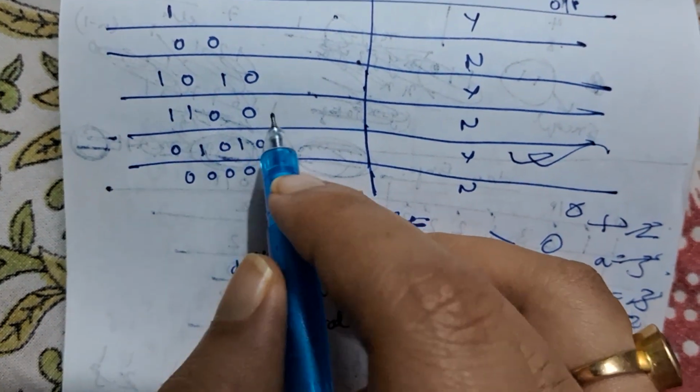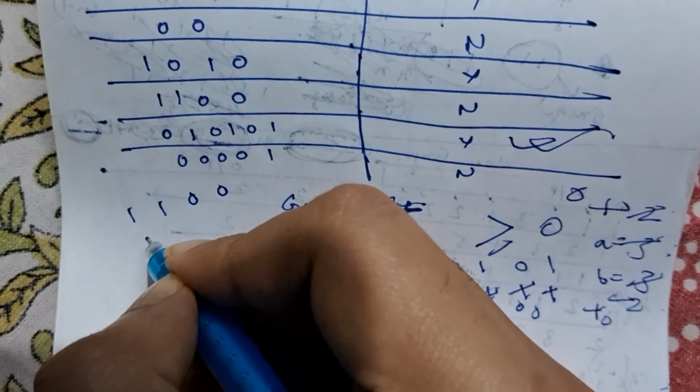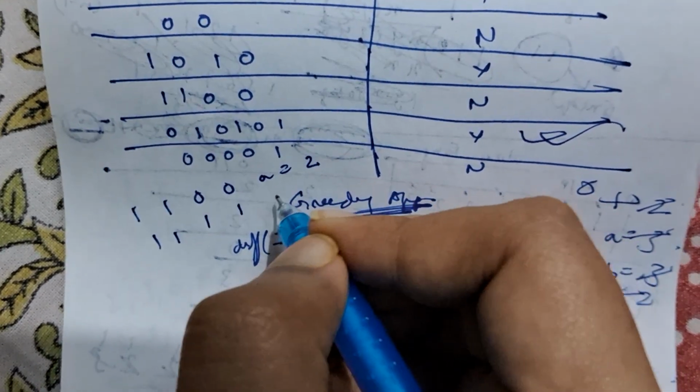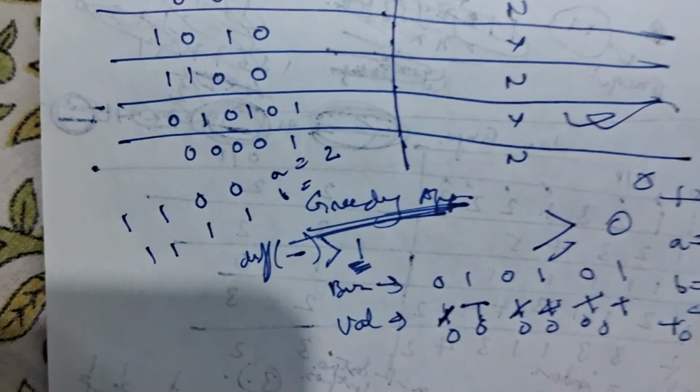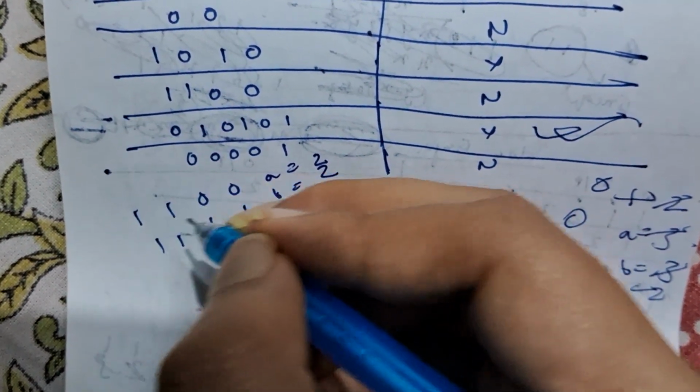Okay, 1 1 0 0. So correspondingly all of them are 1. Okay, so A is equal to 2 and B is equal to 2, because 0 is having 2 and this is having 2.